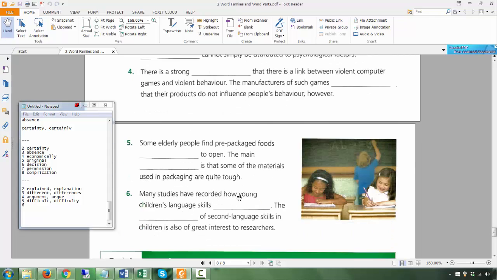Lastly, many studies have recorded how children's language skills develop. Verb in the present simple tense. The development of the noun again. Okay, this is the verb. This is in the present simple tense. This is the noun.